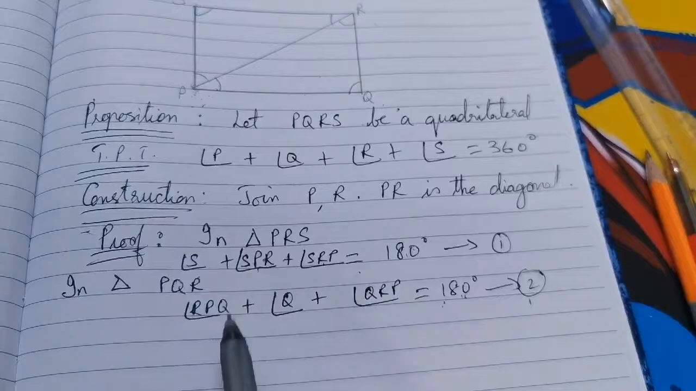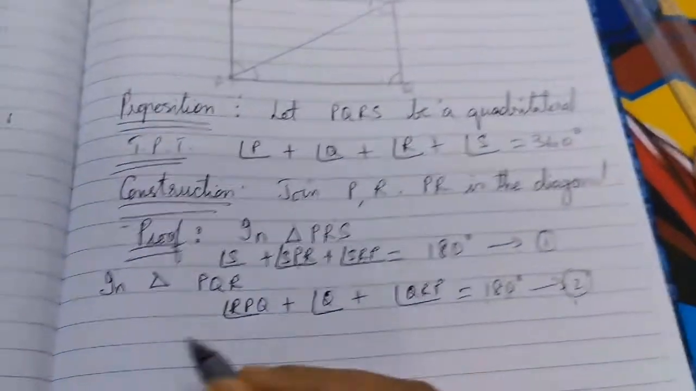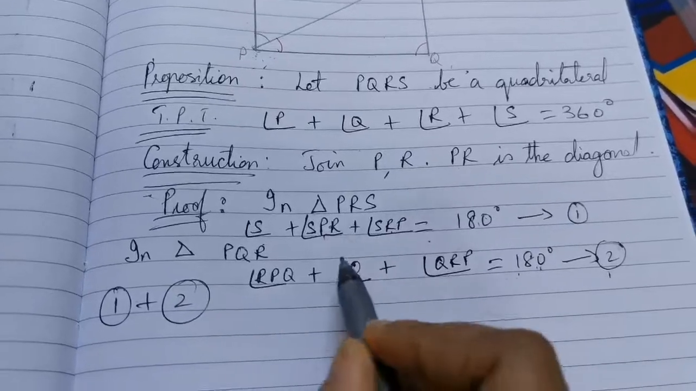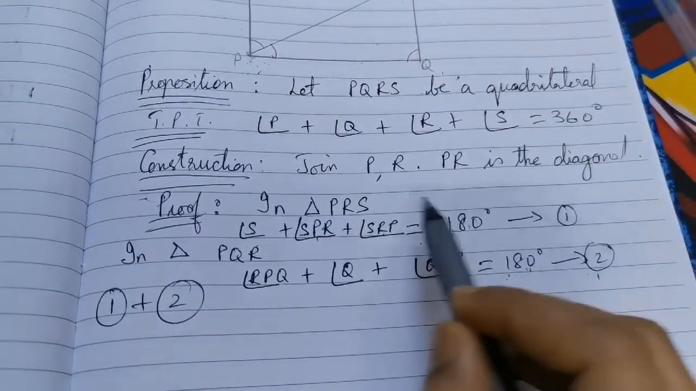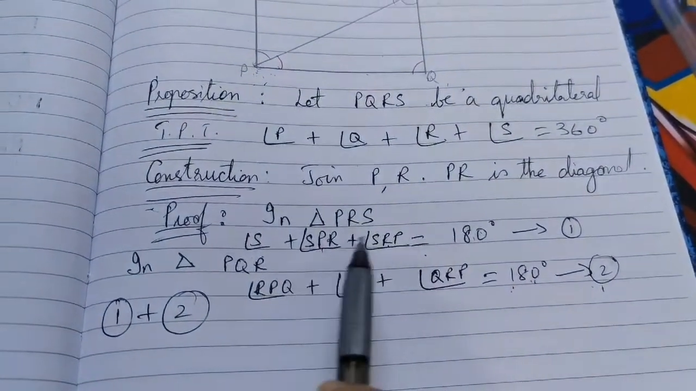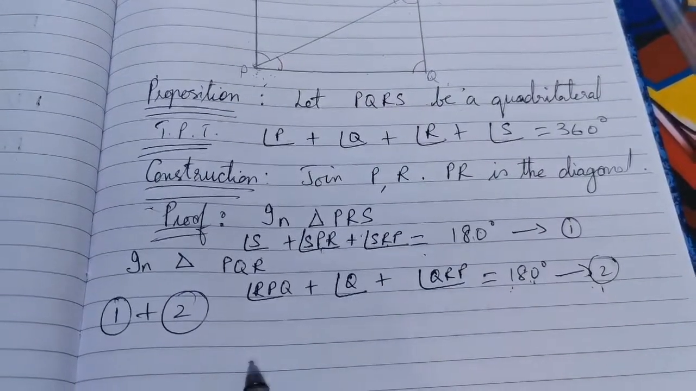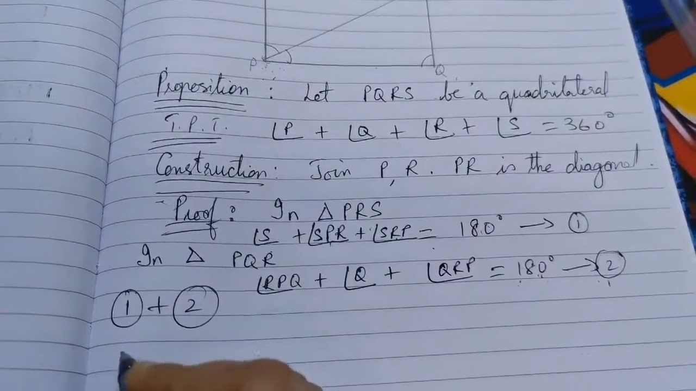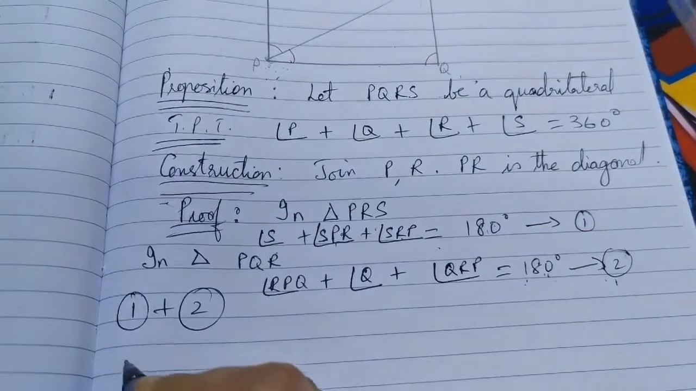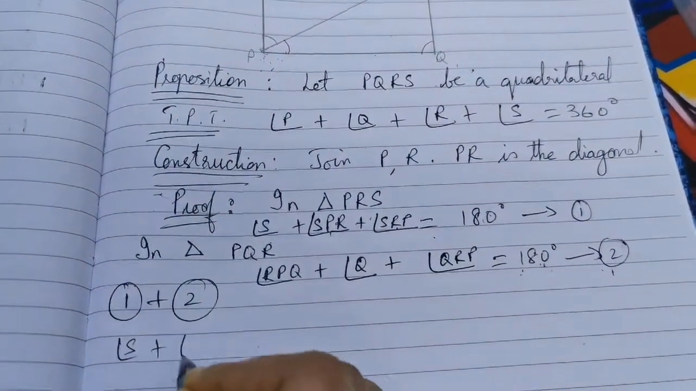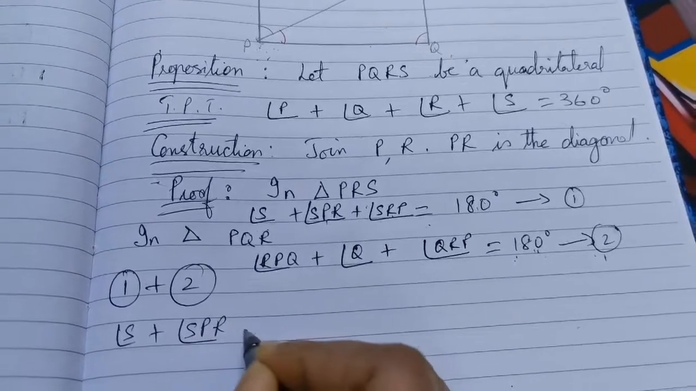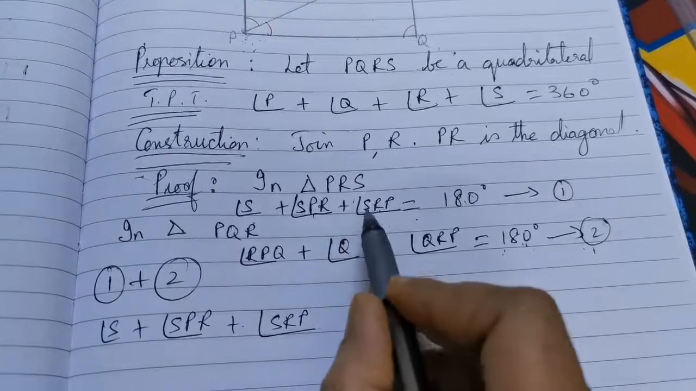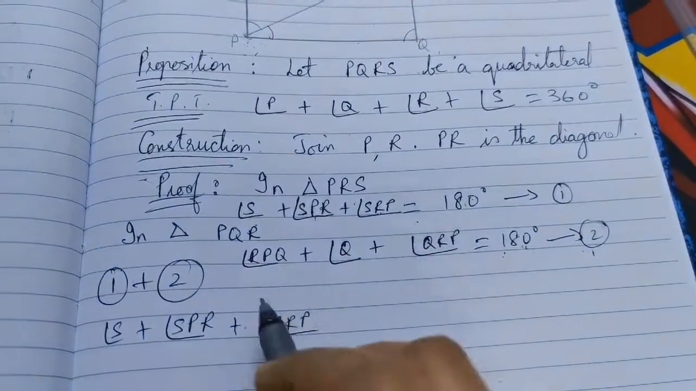Let's just write down whatever is there in the left hand side. Now I add 1 and 2. So when we add any two equations, we've learnt in simple simultaneous equations, left hand side and left hand side we will add, and right hand side and right hand side will be added. Now I am writing down angle S plus angle SPR plus angle SRP. So left hand side of the first equation is written.